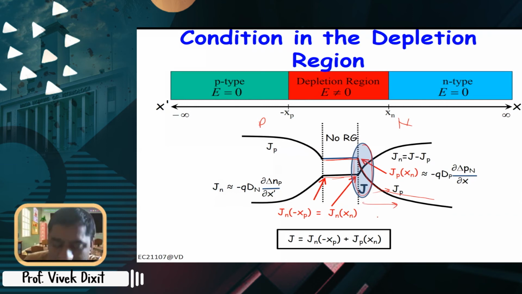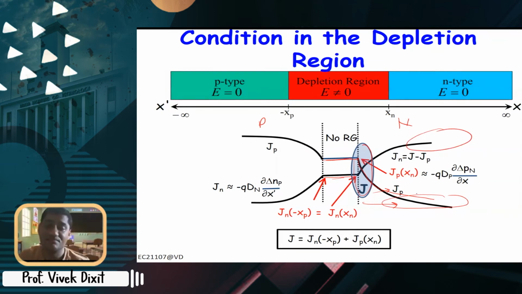But as you move away from the junction, the minority carrier concentration is reducing, right? So the minority carrier concentration after a few diffusion lengths reduces. It becomes almost the same as the background concentration. So now here it will be again the drift current.